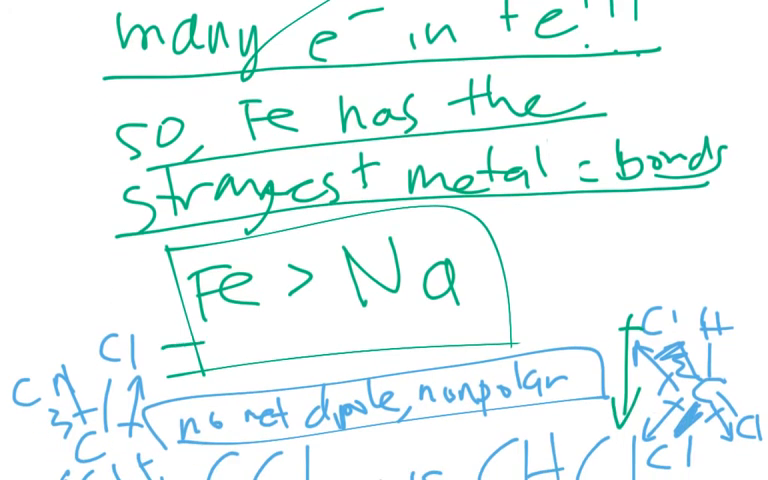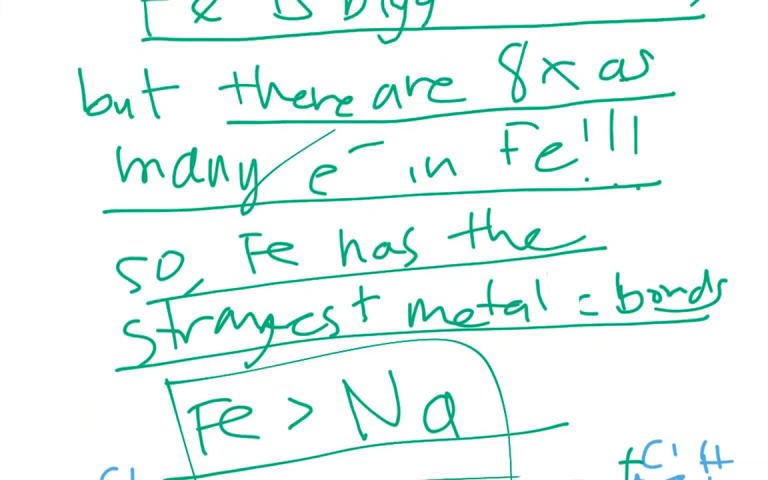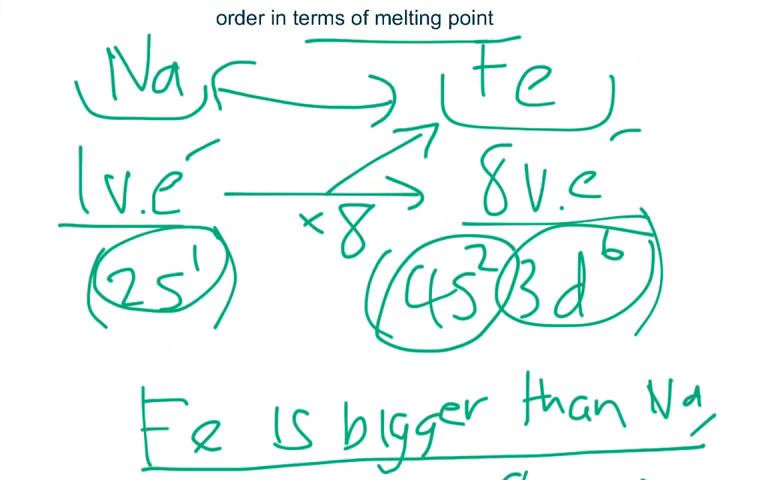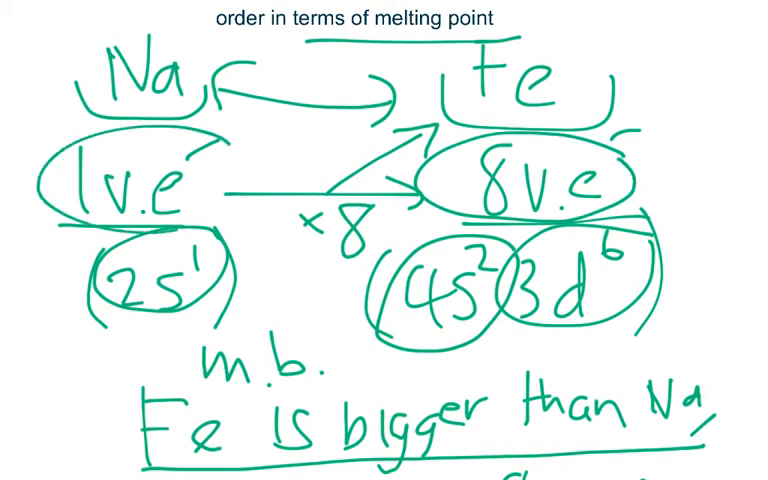And therefore iron will have a larger melting point than sodium. So you have to think about many factors when you compare two metals. It's not just about their radii, it's also about the number of electrons in this case, because we are talking about metallic bonds. So keep a note of these in mind, and remember, since this has 8 times as many valence electrons, think about what 8 times means. It means 8 times as strong. Well, I don't know about that, but it means a lot stronger.